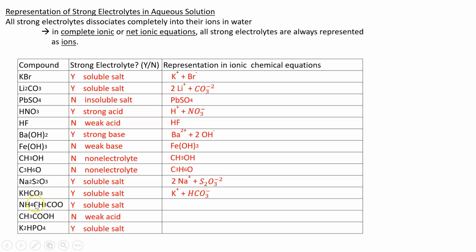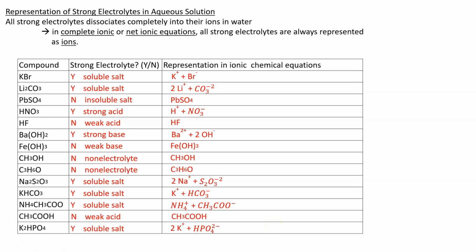NH4+ and CH3COO-, that's acetate, by the way. And then this one is just going to stay the same because it's a weak acid. And then finally, 2 K+. I have 2 potassium ions and HPO4 with a -2 charge.